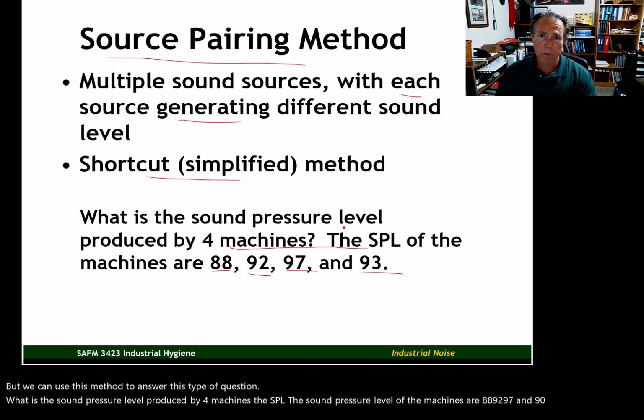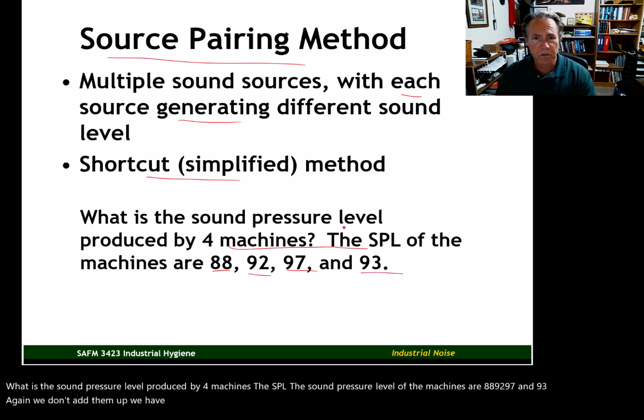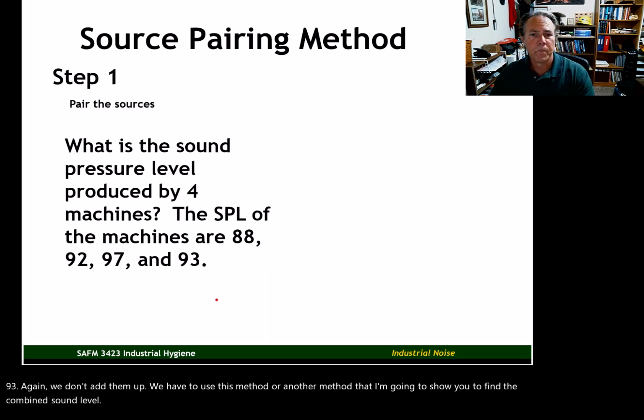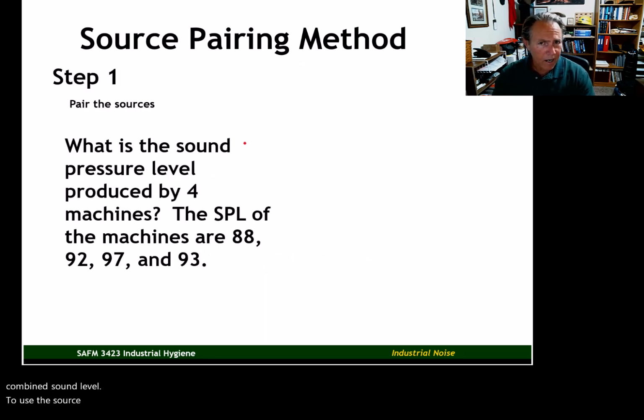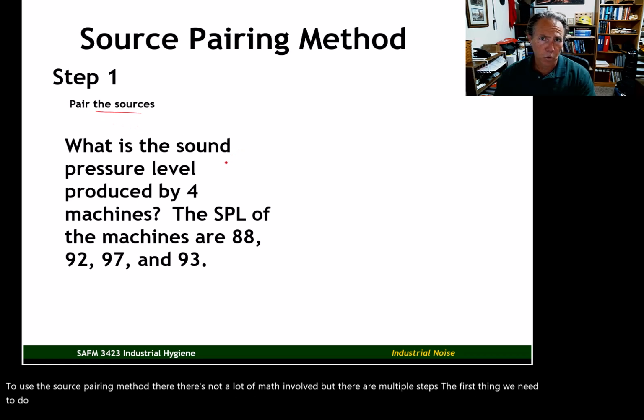Again, we don't add them up. We have to use this method or another method that I'm going to show you to find the combined sound level. To use the source pairing method, there's not a lot of math involved, but there are multiple steps. The first thing we need to do is pair the different sources.